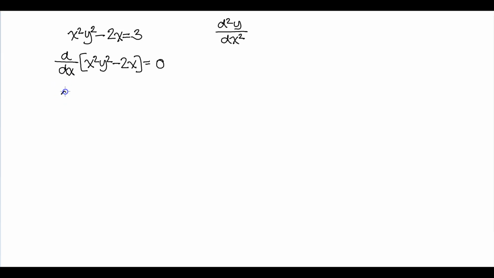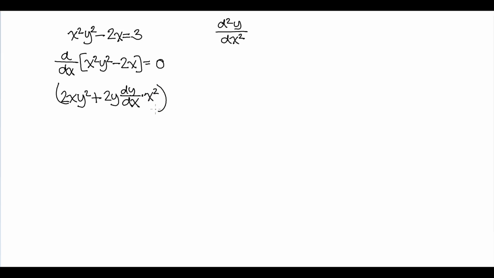So we get f prime g plus g prime f. So we have 2y dy/dx, since we're differentiating with respect to y times the derivative of y with respect to x. So we have 2y dy/dx times the first function, x squared.